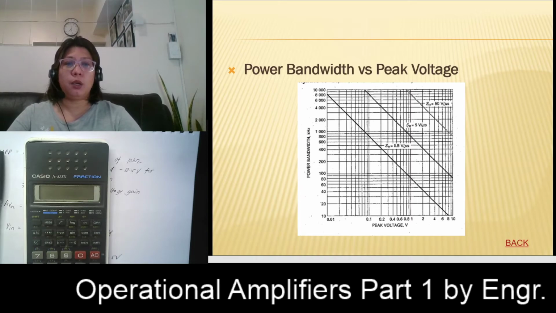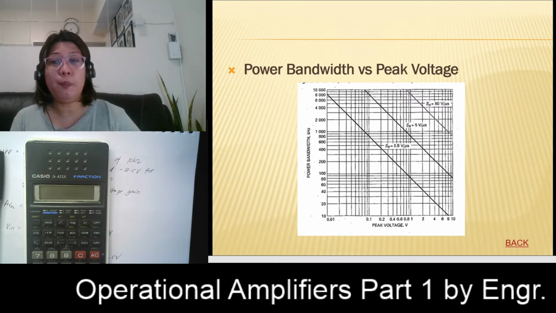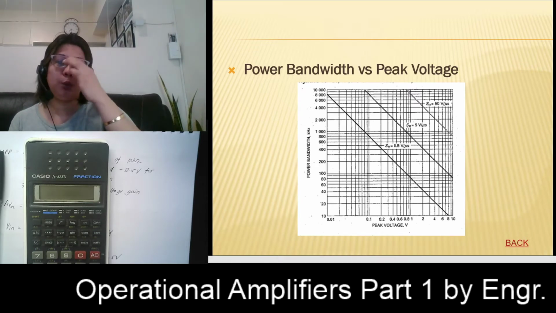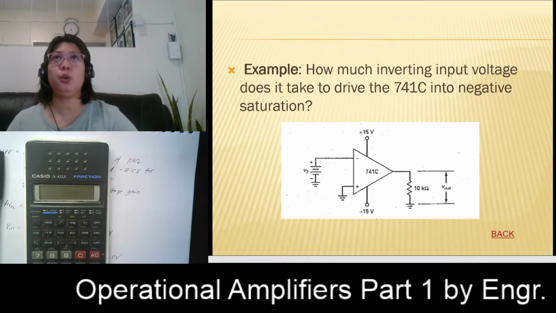Your 741 can have a different slew rate value, so depending on that you can have a different power bandwidth or peak voltage. It has its own slew rate value. Later on we will have an example related to this topic. Okay, so let's have an example.